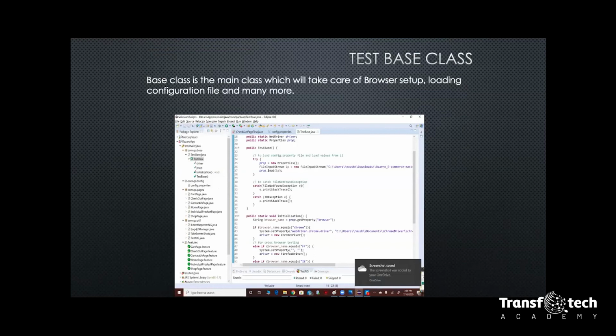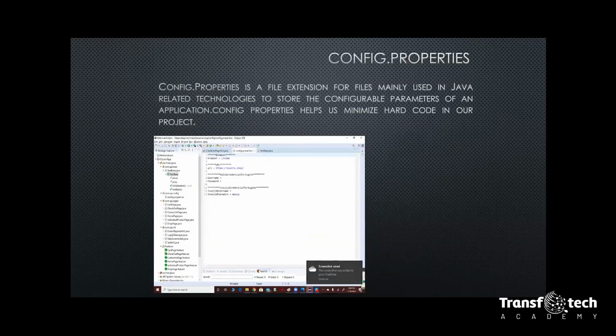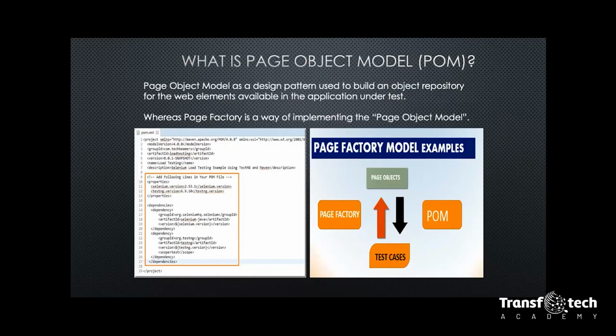Test base class is the main class which will take care of browser setup, loading configuration files, and many more. Config.properties is a file extension for files mainly used in Java-related technologies to store the configurable parameters of an application. Config.properties helps us minimize hard coding in our project. Page object model is a design pattern used to build an object repository for the web elements available in the application under test, whereas page factory is a way of implementing the page object model.